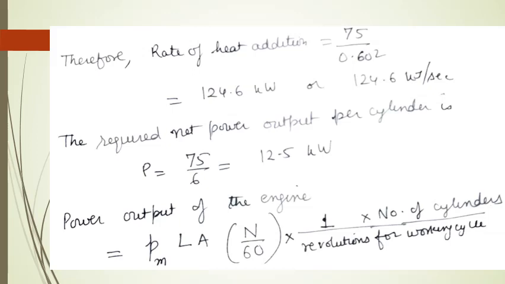Now the power output of the engine can also be calculated with the help of this formula: PM into L into A into N upon 60 into number of cylinders, divided by revolutions per working cycle. PM is the mean effective pressure, L is stroke length, A is the cross-sectional area of the cylinder, and N, capital N, is revolutions per minute. Now how many revolutions are required to complete one working cycle? This parameter is equal to 1 for 2-stroke engines and equal to 2 for 4-stroke engines.